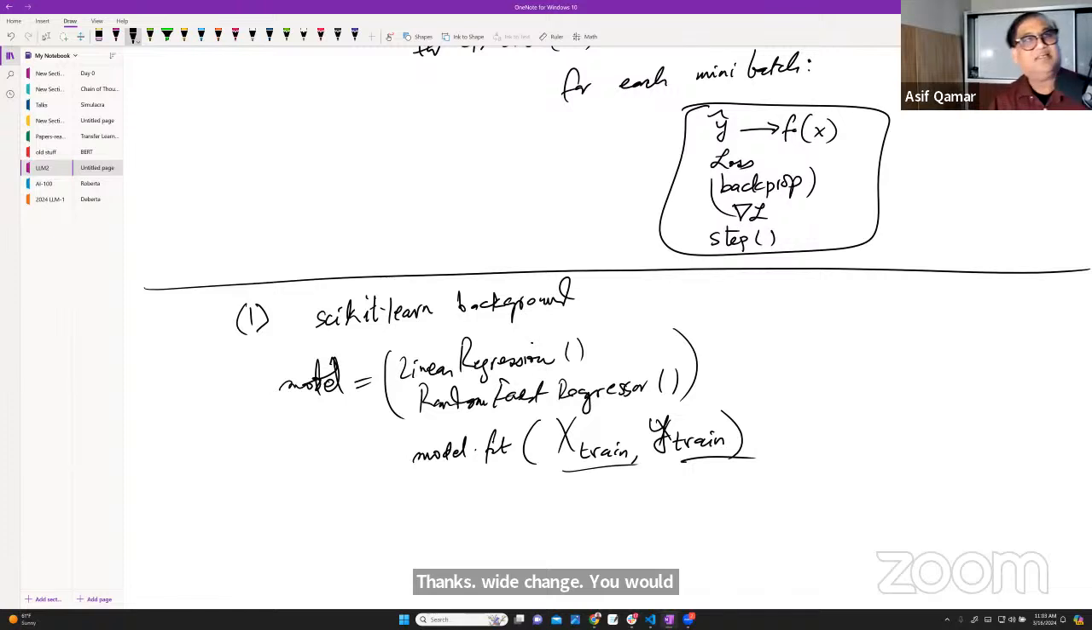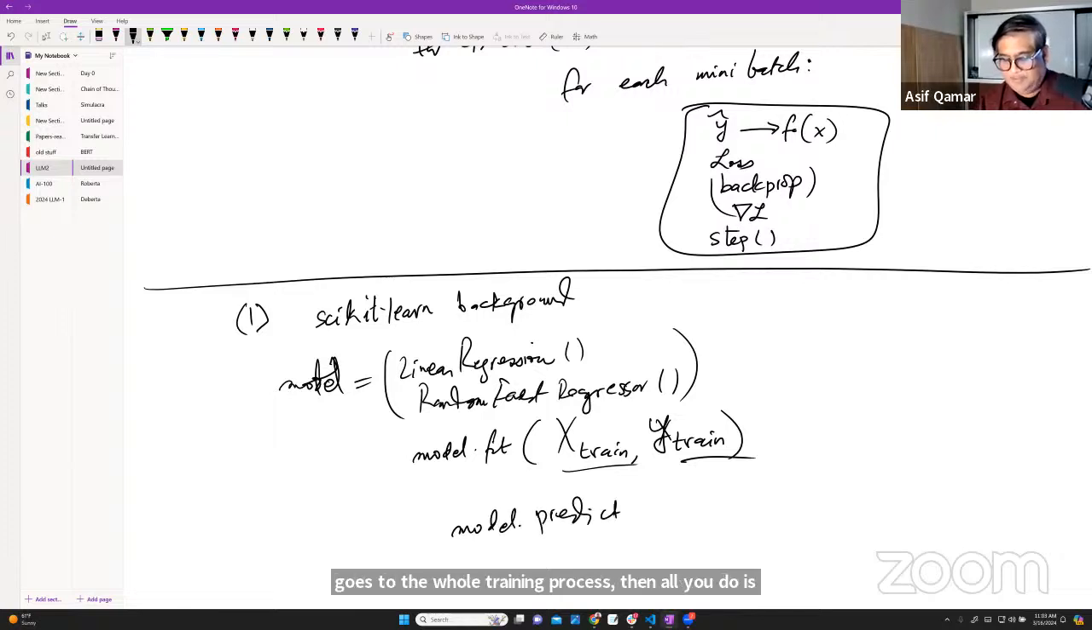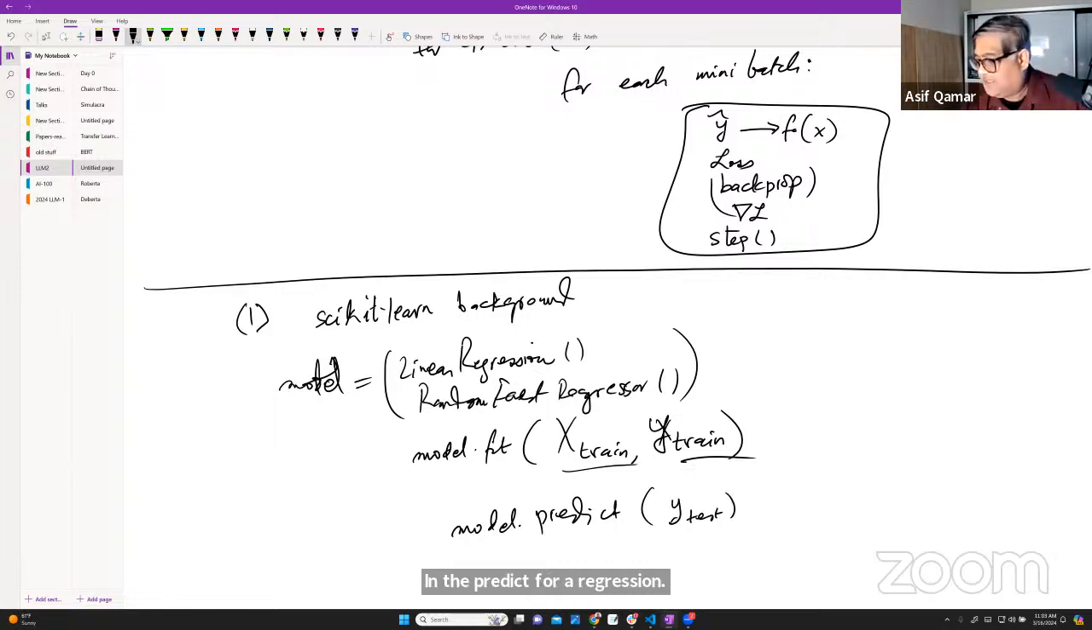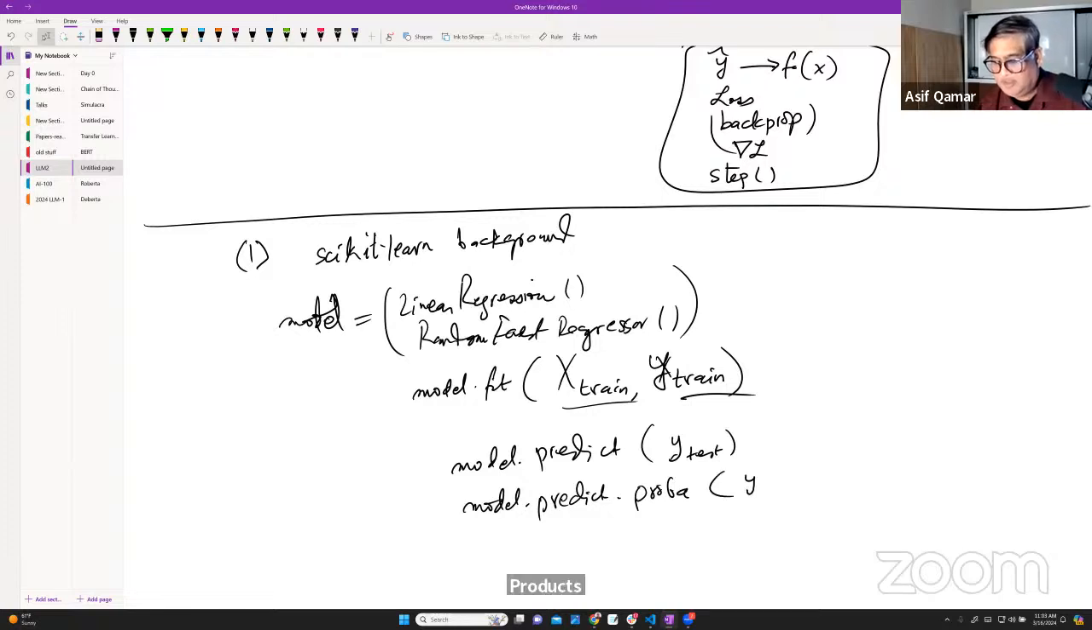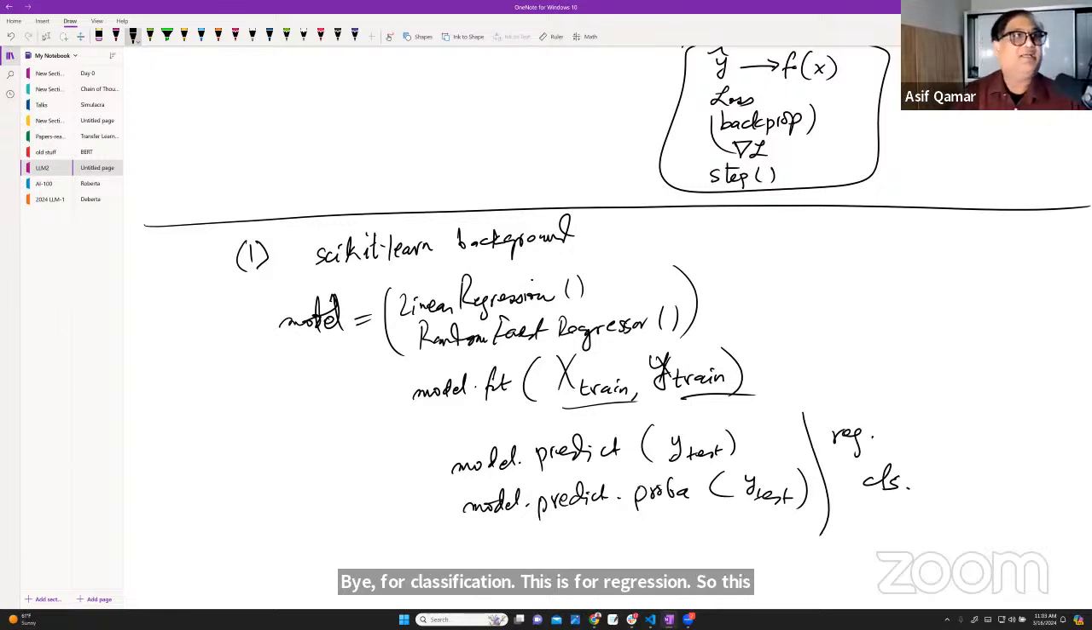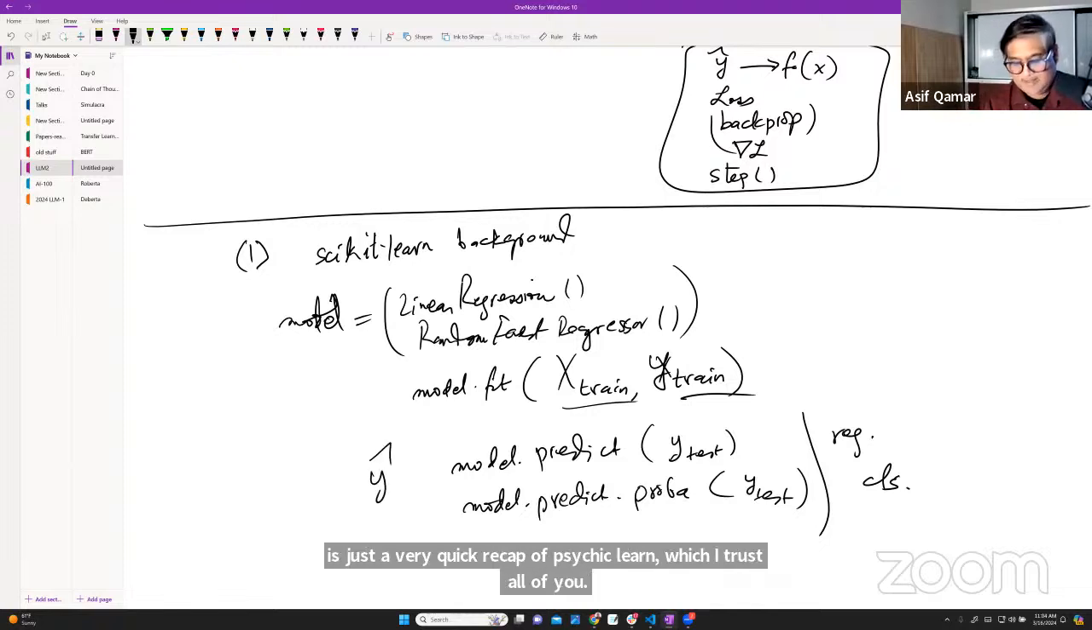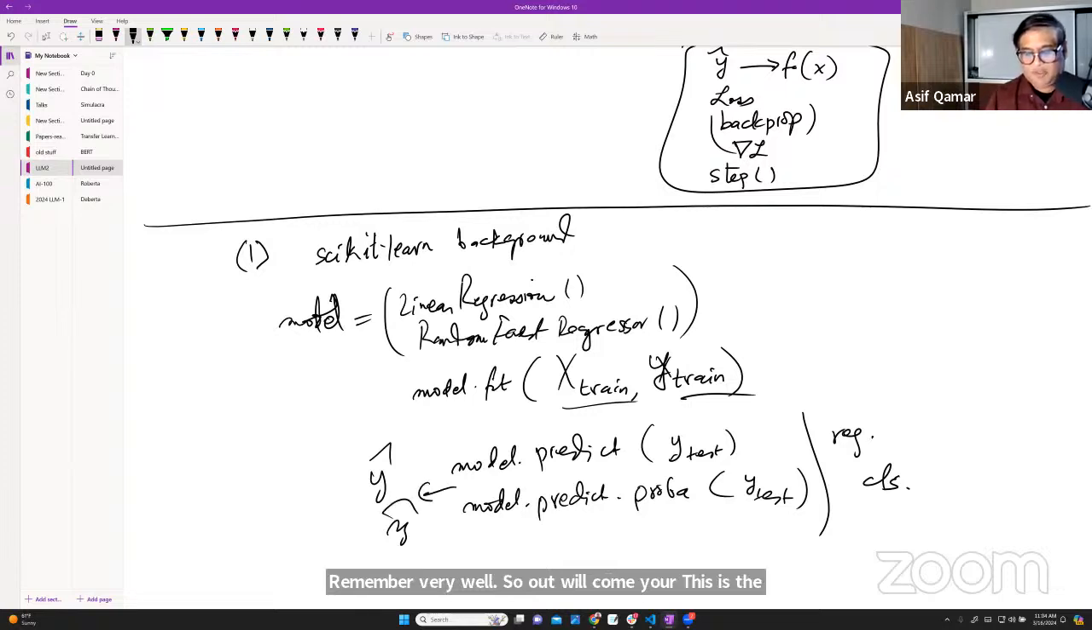And once it has fit to that, it internally goes through the whole training process. Then all you do is you do model.predict. Either predict for a regression, y_test, or if you're looking at classification, you would do model.predict_proba for y_test for classification. This is for regression. So this is just a very quick recap of scikit-learn, which I trust all of you remember very well. So out will come your y-hat. This is the output from all of these models.